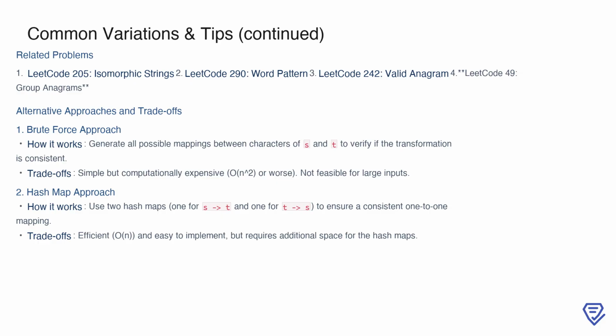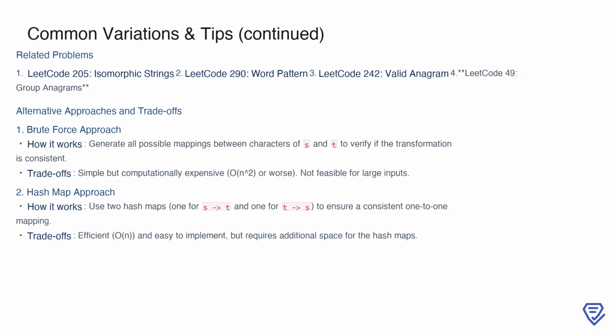for efficient solutions. Turning to alternative approaches, the brute force method involves generating all possible mappings between the characters of the two strings to verify if the transformation is consistent. While simple to understand, this approach is computationally expensive, with a time complexity of n squared, or worse, making it impractical for larger inputs. A better approach is to use hash maps to maintain a consistent one-to-one mapping in both directions. This method is efficient, with a time complexity of n, and is relatively easy to implement.